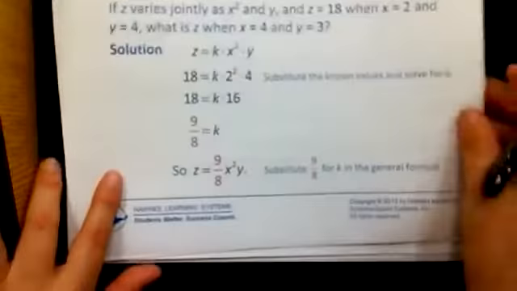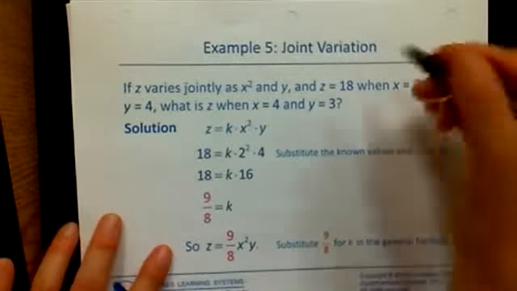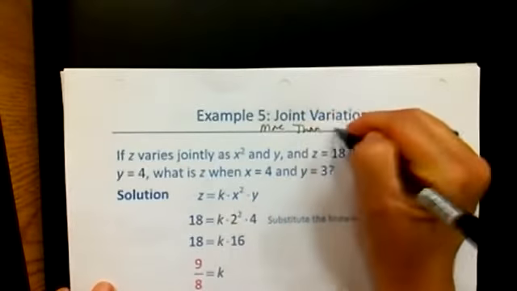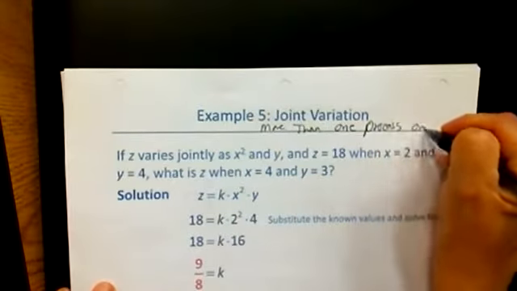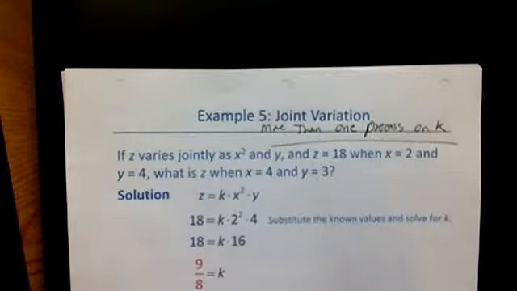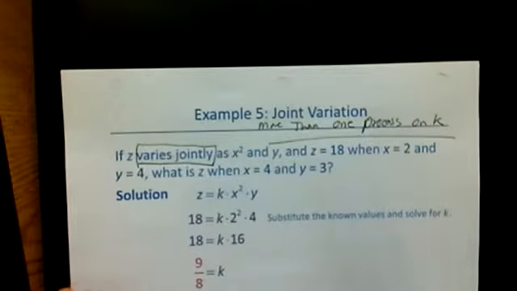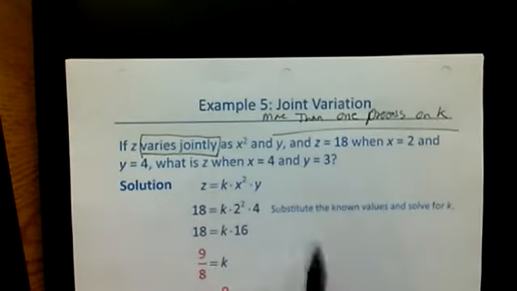And then finally, the last one is a joint variation. And a joint variation has more than one piece that's happening to it. So there's more than one process on K. So K is going to have some different things happening to it. And again, if you see that it varies jointly, that means we've got two things going on. And in most cases, it's two multiplications that are happening. So let's read our problem here.